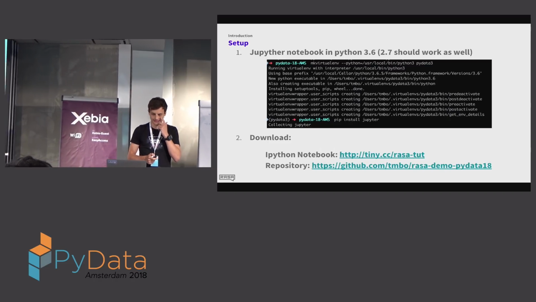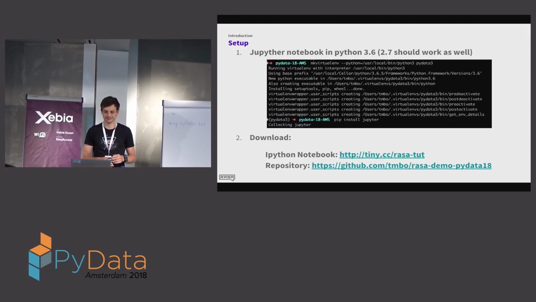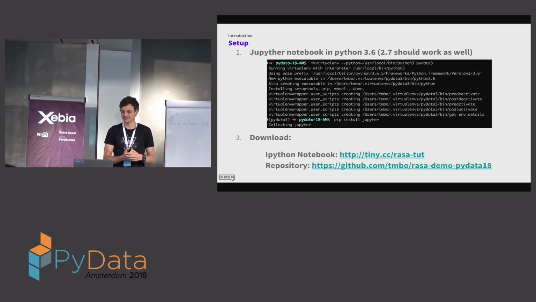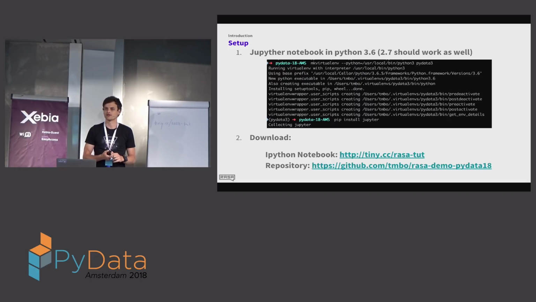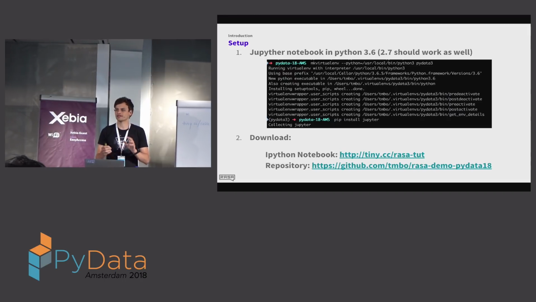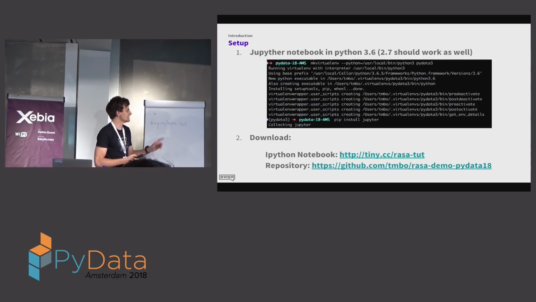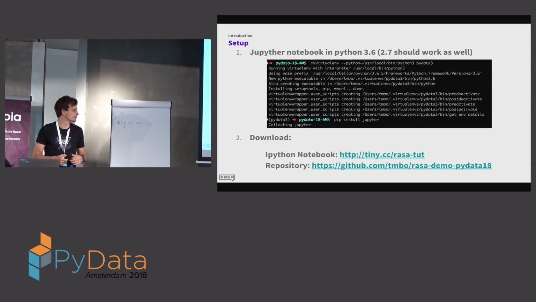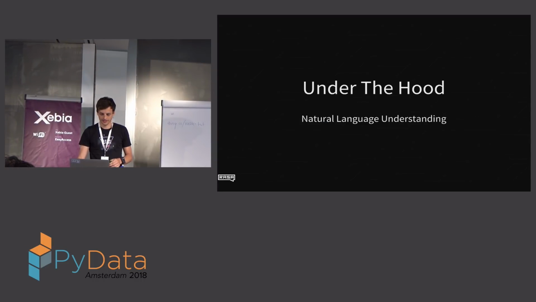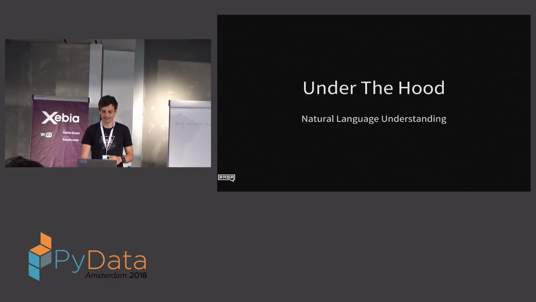Okay, quick setup. So as I said, we're going to use Jupyter notebooks and Python 3.6, so you should have that installed if you want to run it locally. Otherwise, I'm going to run it here as well, so you could just watch me as well. But it's also fun to try locally and play around with the bot you're creating. And as I said, that's the URL, same one as here. All right, so let's take a look under the hood of the natural language understanding.